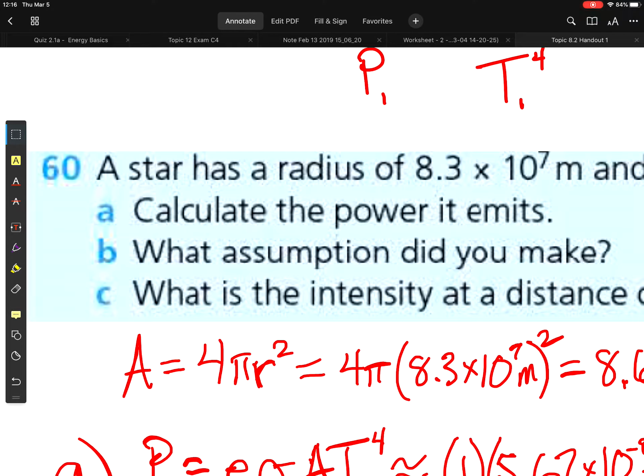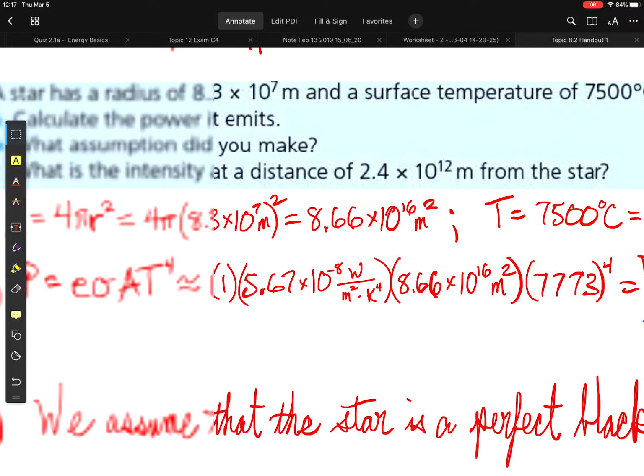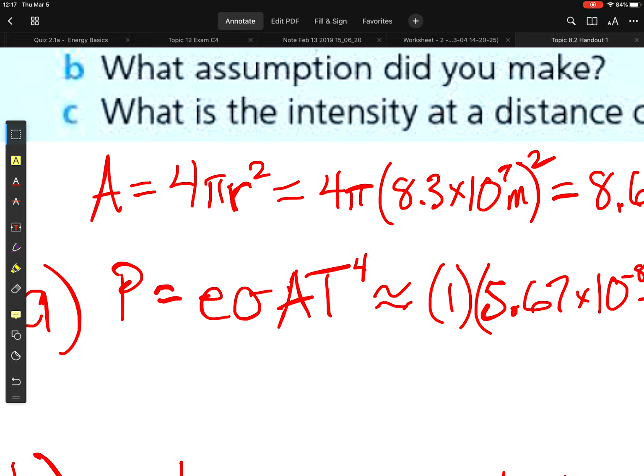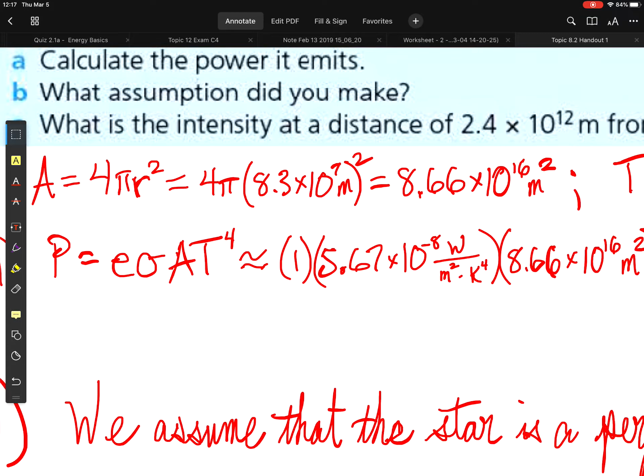Okay, I then also want to convert temperature to Kelvin. Again, super important. Do not forget to do this. Super, super, super important. Okay, for A, this is the equation. Again, this is in your textbook. It's the Stefan-Boltzmann power equation. So power is equal to emissivity times the Stefan-Boltzmann constant times surface area times temperature to the fourth power.